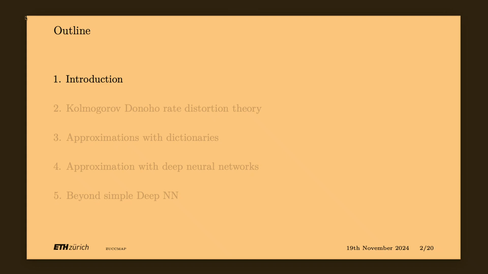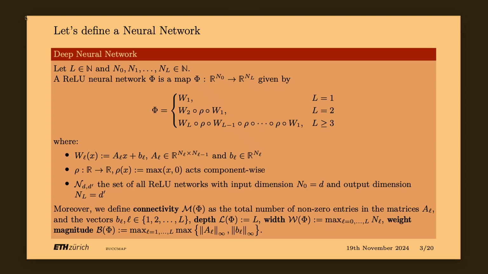So let's first start by setting the common ground and fixing the definition of what I'm going to refer to as a neural network. We are going to talk about ReLU neural networks. We fix the depth of the network. Then we choose the width of every single hidden layer. And we define the ReLU neural network as a composition of affine transformations with non-linearities, iteratively for the length of the neural network.